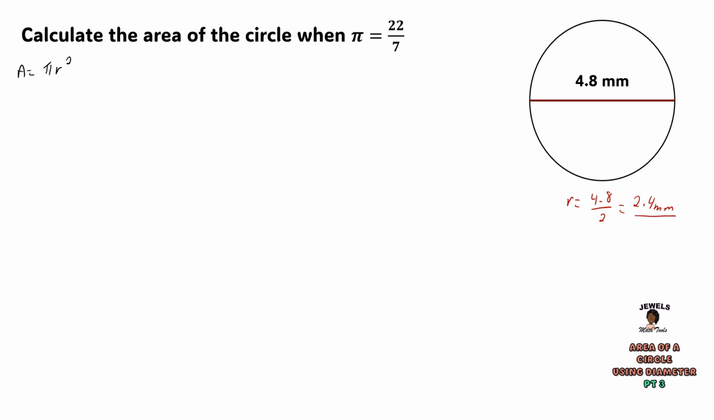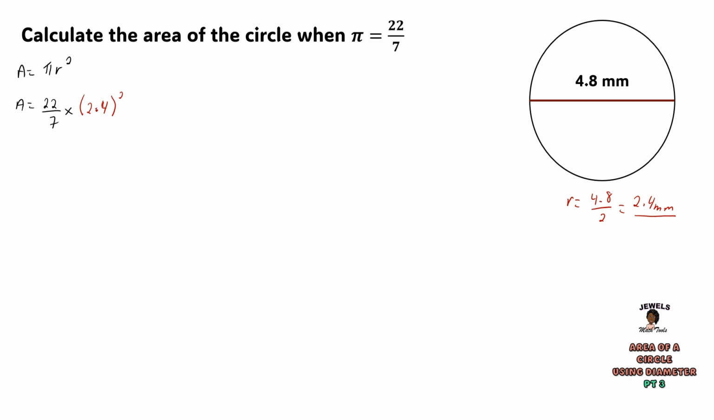So now that we have calculated our radius, let's go back and now begin our steps for substitution. We know that pi is equal to 22/7. And for this question, our radius is equal to 2.4. And I'm going to put that in parentheses because that entire number is being squared.